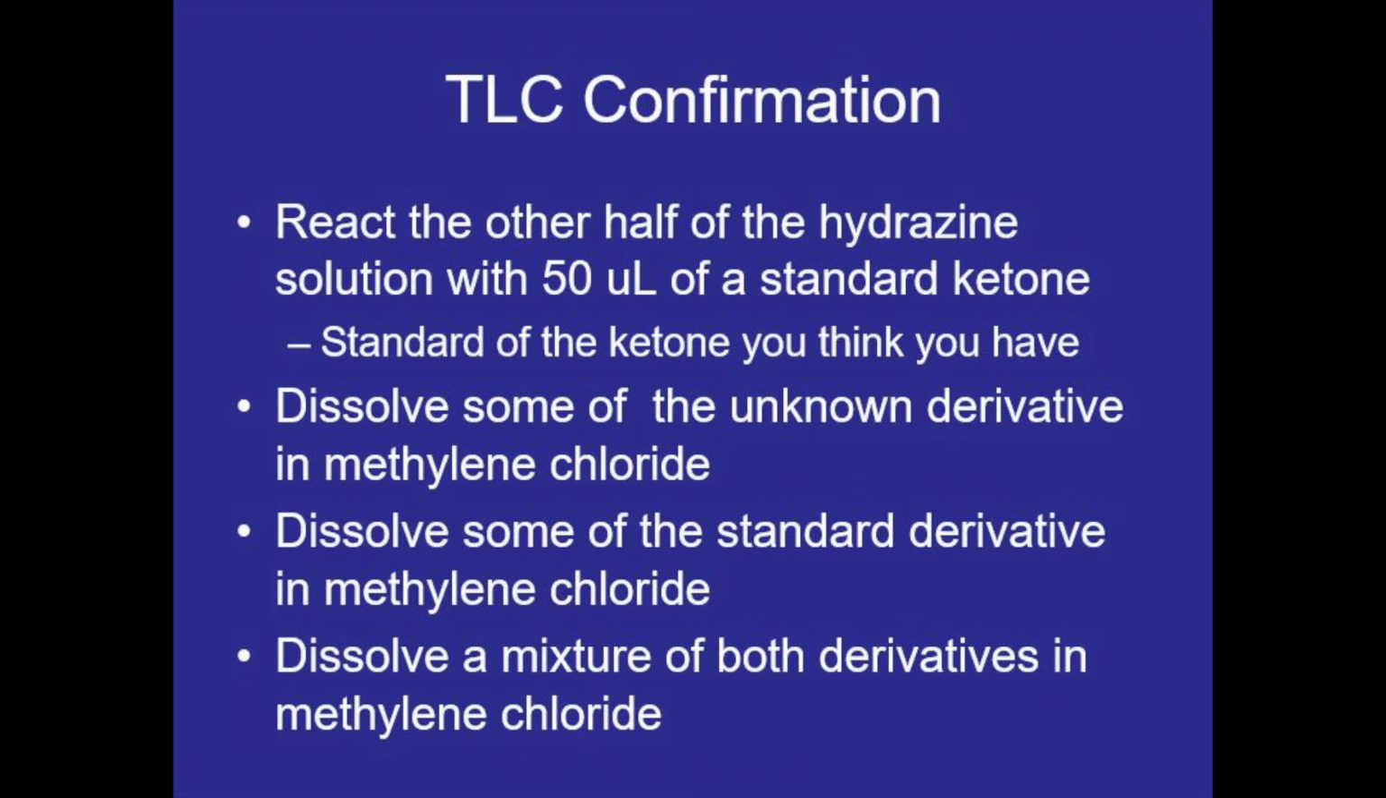So we'll have 3 separate test tubes, one with the unknown derivative dissolved in methylene chloride, one with the standard derivative, and one with a mixture of both derivatives. Then we'll take a TLC plate and spot it with the 3 solutions, making sure to use a clean pipette each time, and develop it using 9:1 methylene chloride hexane solution as the mobile phase.